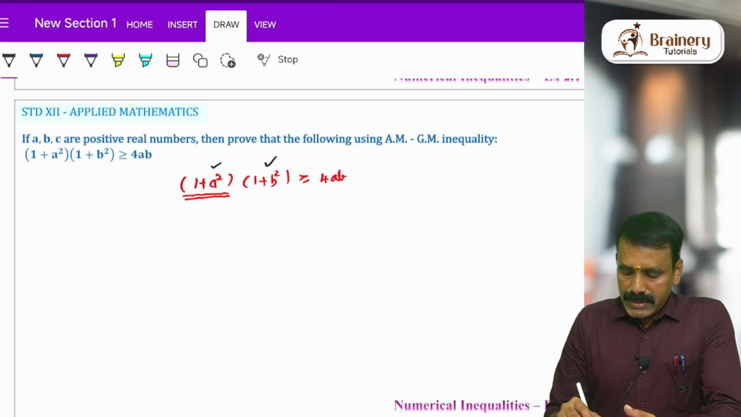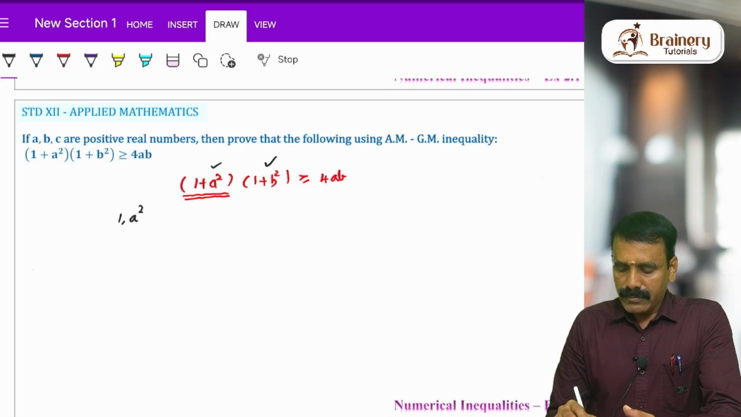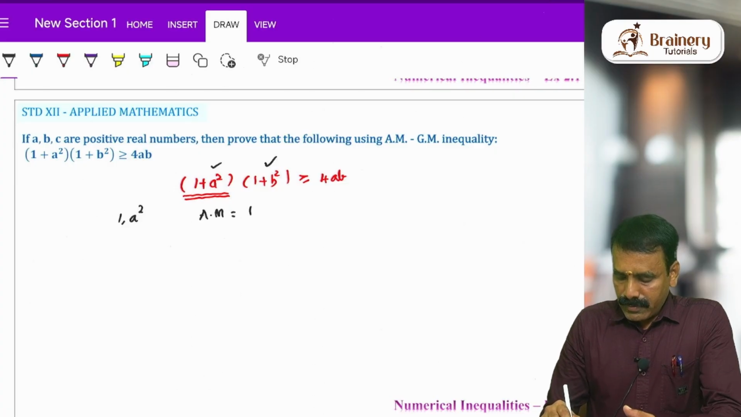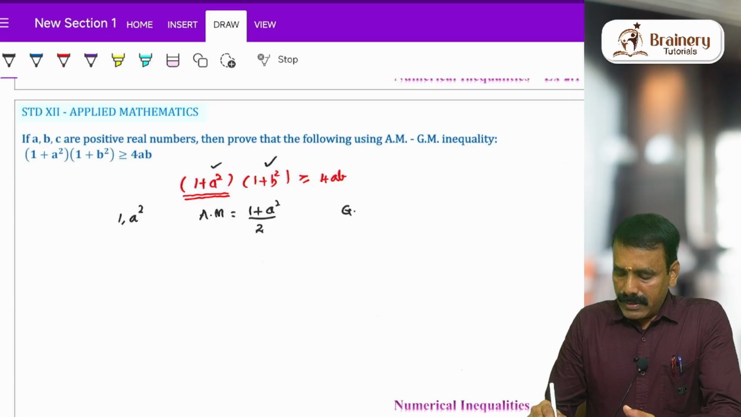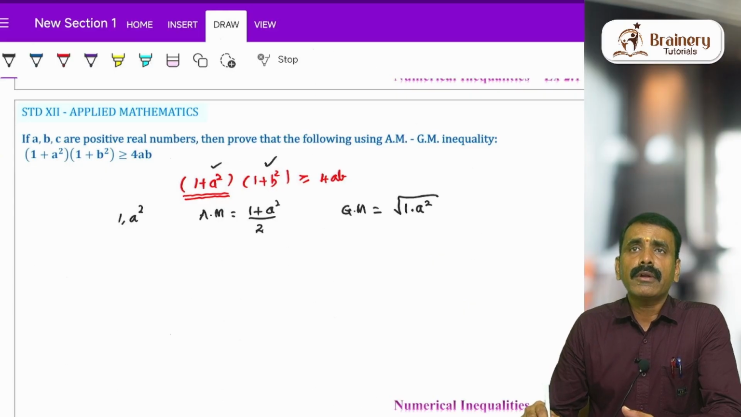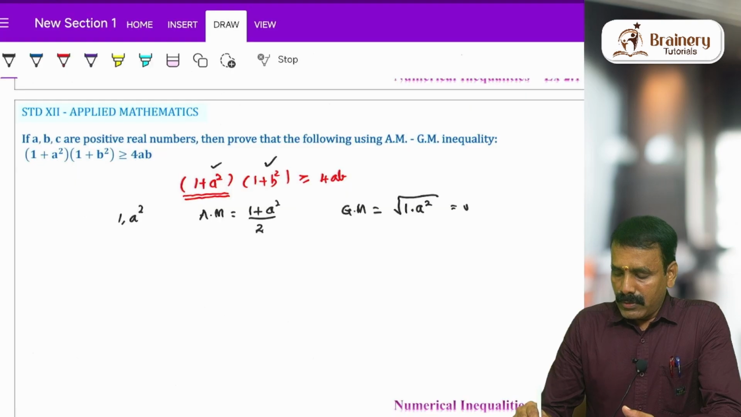For that, we are going to consider the two numbers 1 and A square. For these two numbers 1 and A square, I apply arithmetic mean. Arithmetic mean will be equal to 1 plus A square by 2. Geometrical mean will be equal to root of 1 into A square. Because we are taking only two numbers, it is the product of two numbers, so we have to take the square root only, which is nothing but root of A square, that is equal to A.